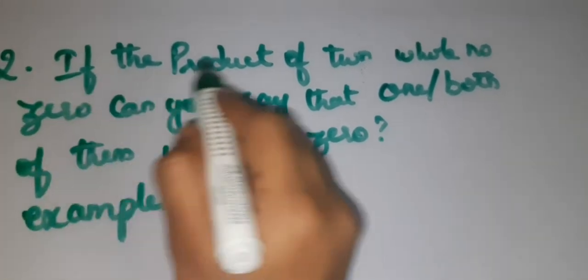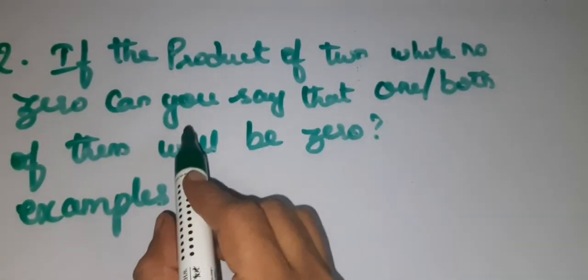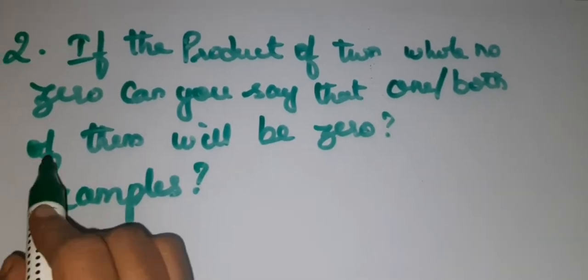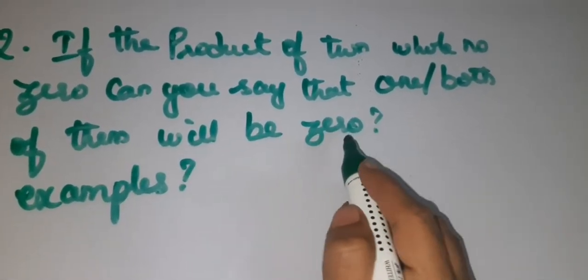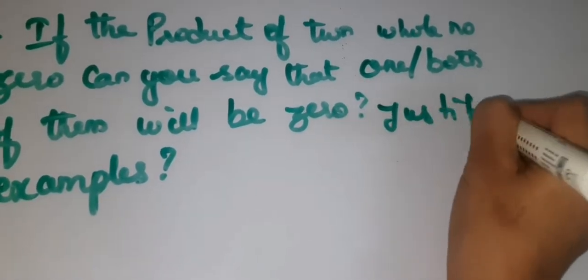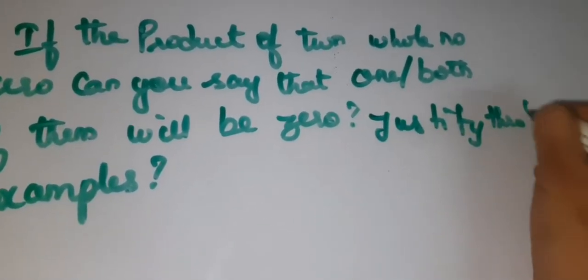Second question: if the product of two whole numbers is 0, can you say that one or both the numbers will be 0? We are going to justify it through examples.